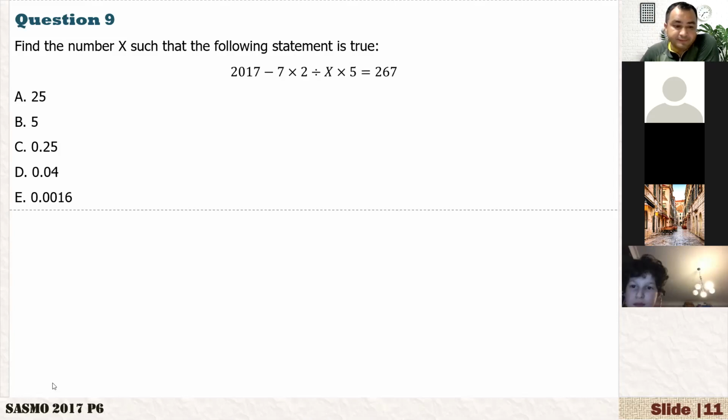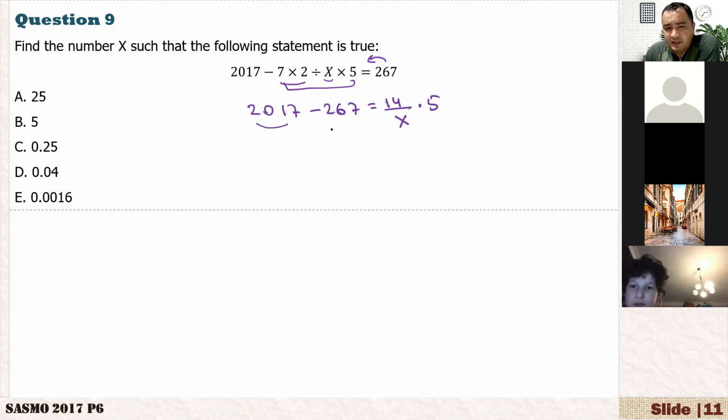Then let's do it together. So we know that 7 times 2, it is 14. So now here we have 2017, and take this to the left-hand side, right? It will be minus 267. And this, the whole expression, take to the right-hand side. At the same time, I will simplify this. What is 7 times 2? It is 14, right? And divided by x, so here we have divided by x. And multiplied by 5, so here we have multiplied by 5.